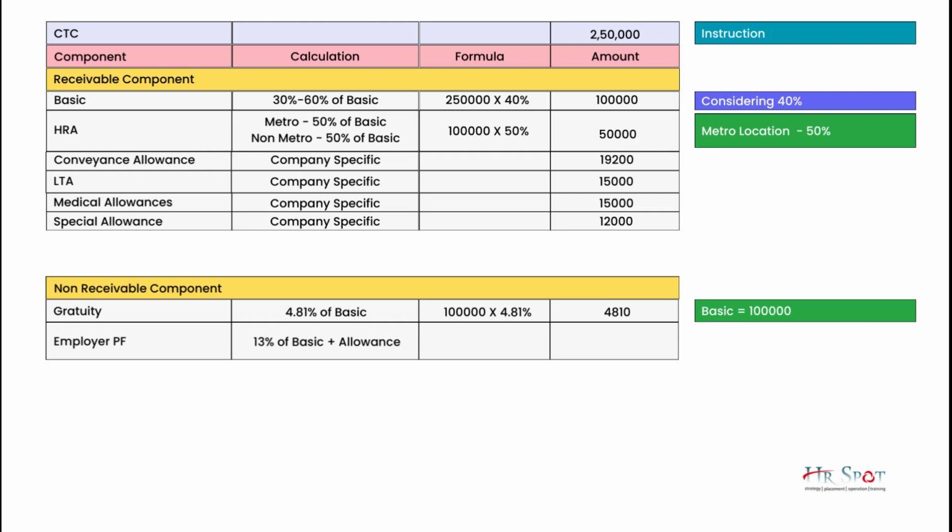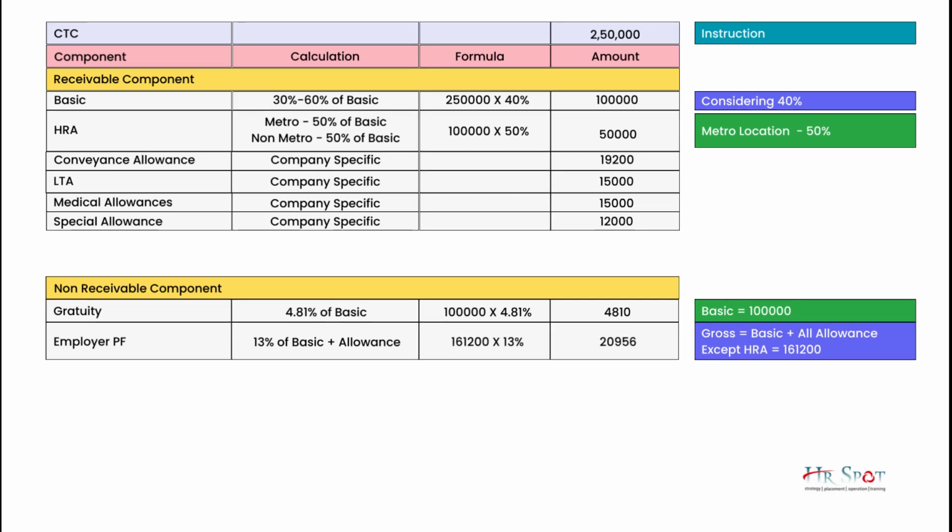So we are going to calculate a gross pay for PF. What is gross pay for PF calculation? Gross pay for PF calculation will be basic plus all other allowances except HRA. So in this example, this gross pay for PF is 1,61,200. So the employer contribution will be 13% of this 1,61,200. That comes to 20,956.